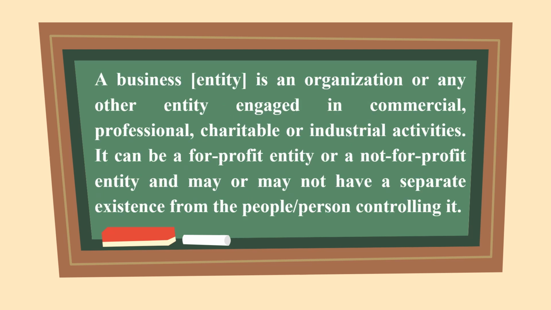By the way, some of you might be confused whether business is an entity or an activity. So let me clarify this to you. Business can be defined as an entity or an organization. A business or an entity is an organization or any other entity engaged in commercial, professional, charitable, or industrial activities. It can be a for-profit entity or a not-for-profit entity and may or may not have a separate existence from the people or person controlling it.